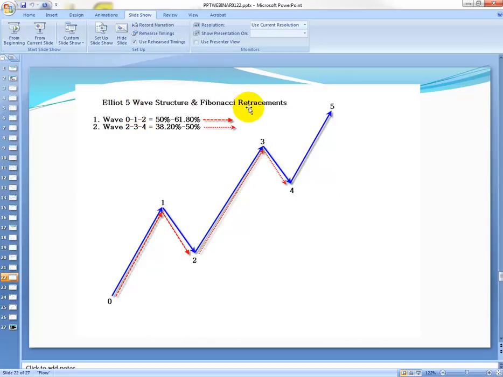Elliott wave and Fibonacci structures. Okay, let's take a look. From 0 to 1 and from 1 to 2, many times you'll have that 50% to 618 retracement. What's important is from 2 to 3, that 4th wave down is typically only 38 to 50% and stays above the number 1 area. This is just the basic Elliott wave.